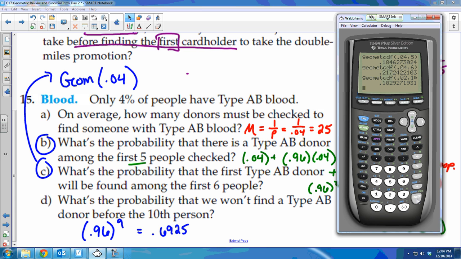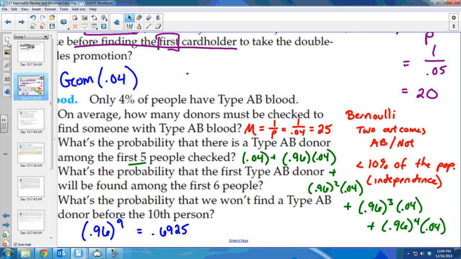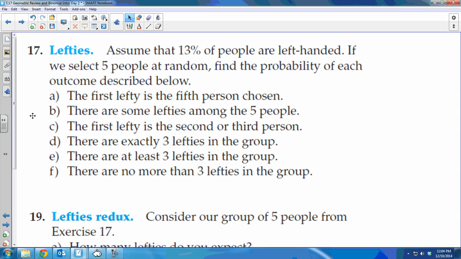Alright, any questions so far? Alright, we're probably not going to use our calculator too much more today. I won't get to show you the next model on the calculator. Alright. Now, keep in mind, geometric models are only used for what? Probability of the first success.